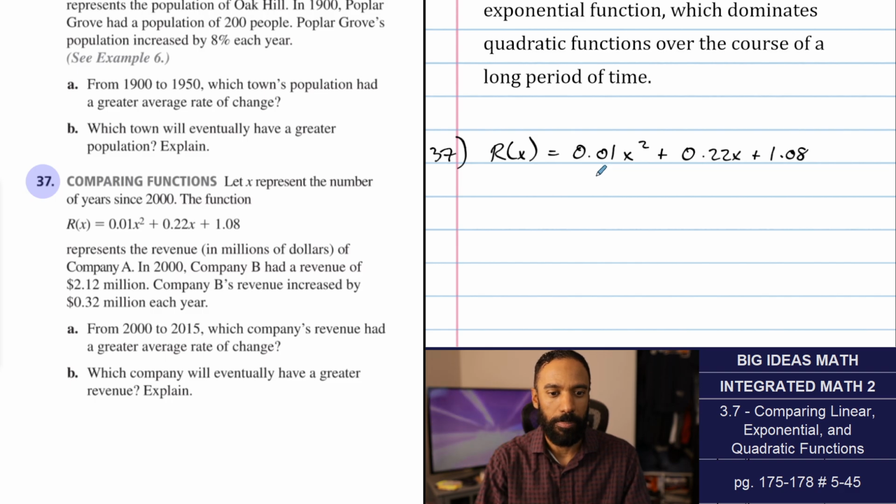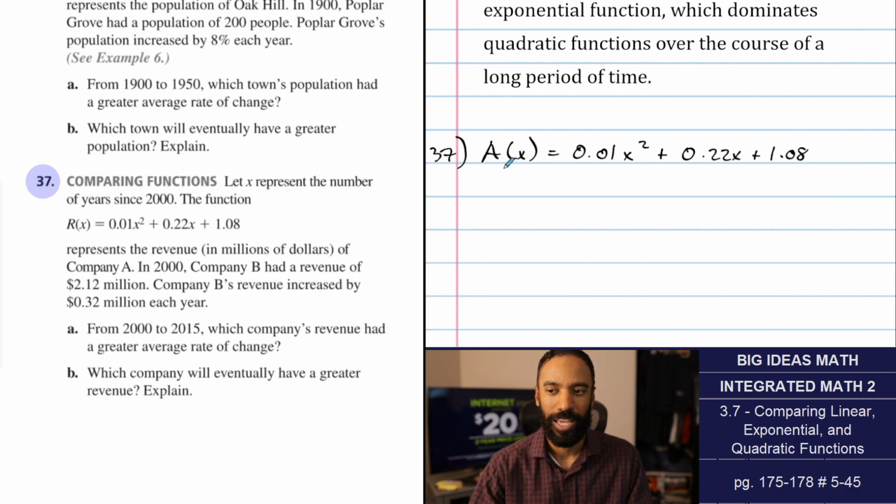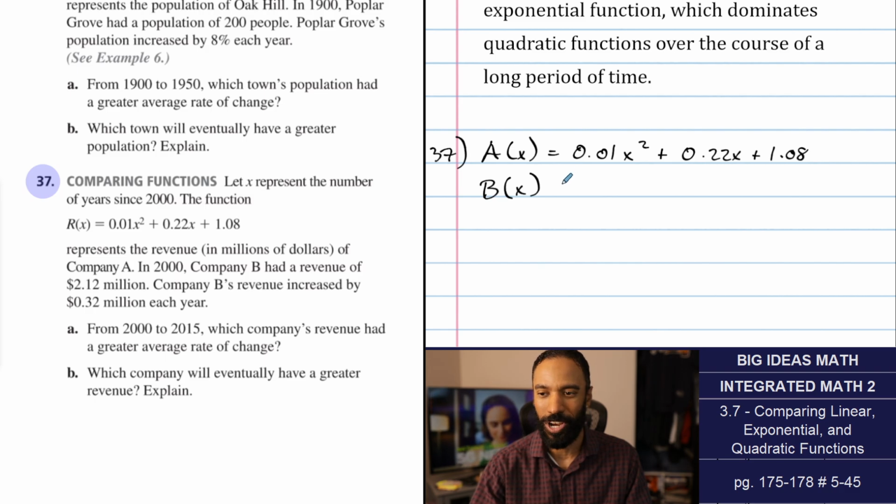In 2000, company B had a revenue of 2.12 million, and its revenue increased by 0.32 million each year. So this is company A. I really want to call it A of X. I hope you don't mind me doing that because they're both going to be revenue things. This is company B, so sorry about that.